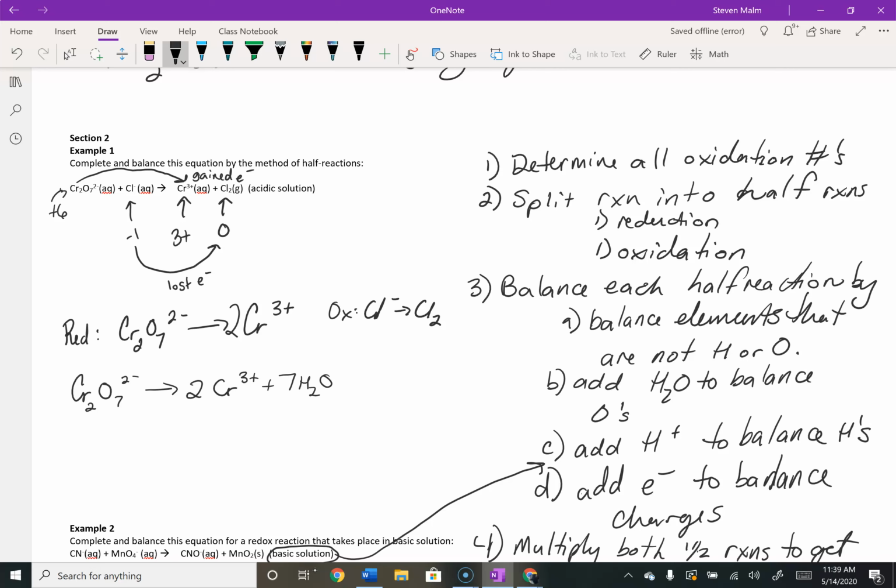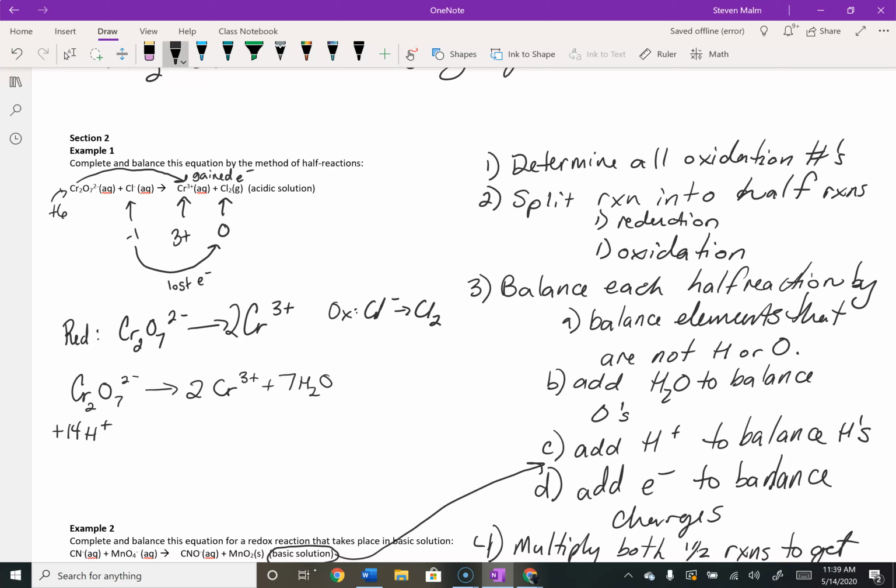Doing that means I've also added 7 H2s, so 14 H's, and in order to balance the H's, we have to add the H pluses to balance that. So I'm going to add 14 H plus to this side. Last thing to do is going to be to balance the electrons, add electrons to balance charges.